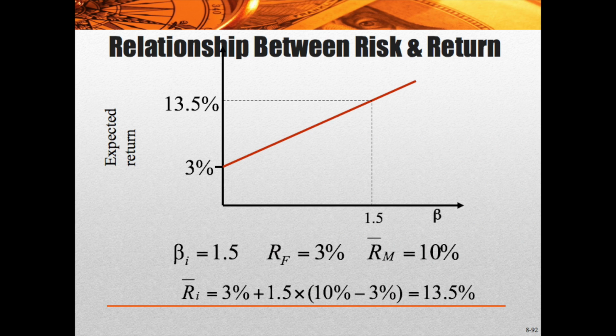So let's take this one step further and do a problem. In this case, beta is 1.5. The risk-free rate is 3%. The return on the market is 10%. If we have those variables, and those variables will be given to you in an equation or in a problem, you can figure out the equation: the return on the individual security, R sub I, equals 3%, which is the risk-free rate, plus 1.5, which is beta, times the market risk premium. Market risk premium is the return on the market minus the risk-free rate. 10 minus 3 is 7, multiplied by 1.5 is 10.5, plus 3 equals 13.5.